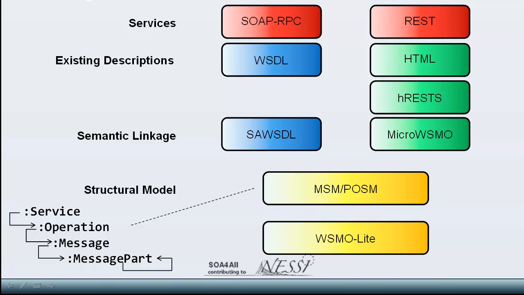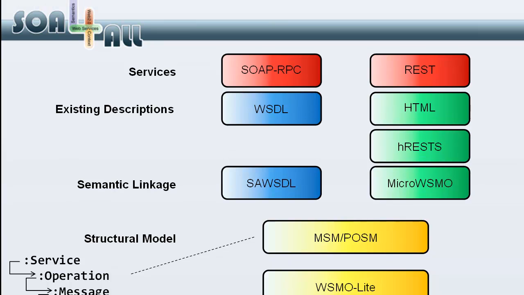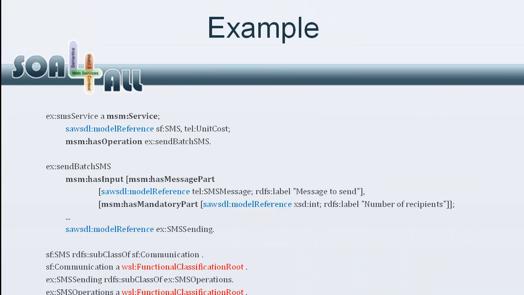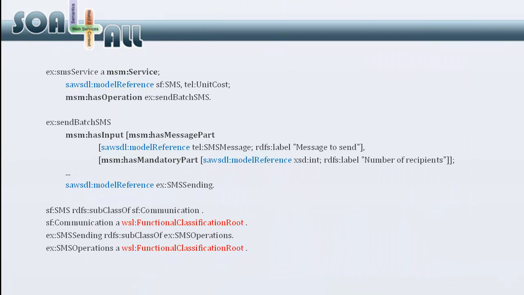It allows us to describe any of the two procedure-oriented services in terms of an RDF model. Such a minimal service model can be seen on this slide, where we define an SMS service which has some operations and inputs. What's important here is that we apply concepts that we have explained before, such as SAWSDL and WSMO-Lite, to semantically annotate the service.